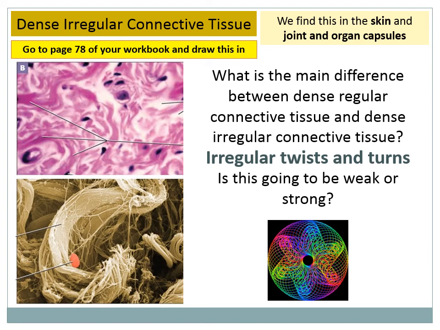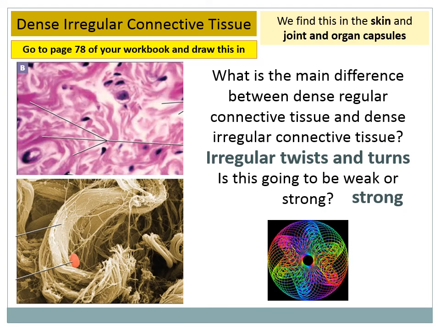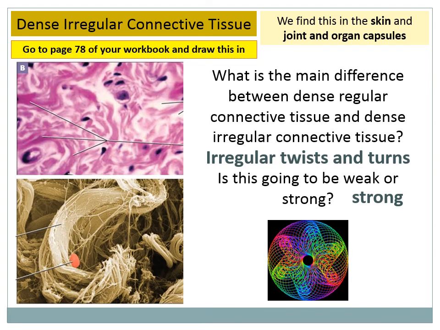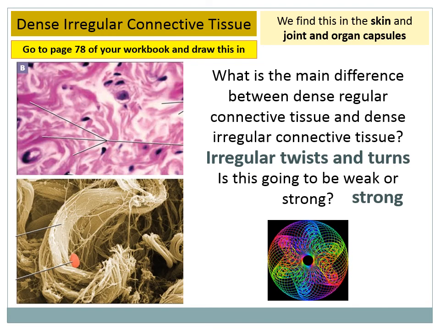Looking at this type, this is going to be a very strong tissue as well. So think about taking those rubber bands with that dense regular connective tissue and twisting them in different ways. If you twist and you turn those and you try to pull on it, it's not even going to move, right? So your dense irregular tissue is going to be twisting and turning and very, very strong. That's why we find this in the skin, and we also find that in the joint and the organ capsules. Because of how strong it is and how much tension it can resist, it's excellent to have on our skin as well as our joint and organ capsules.